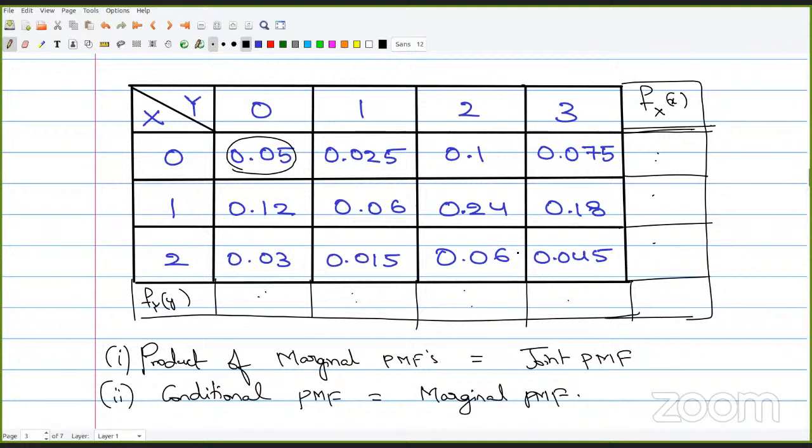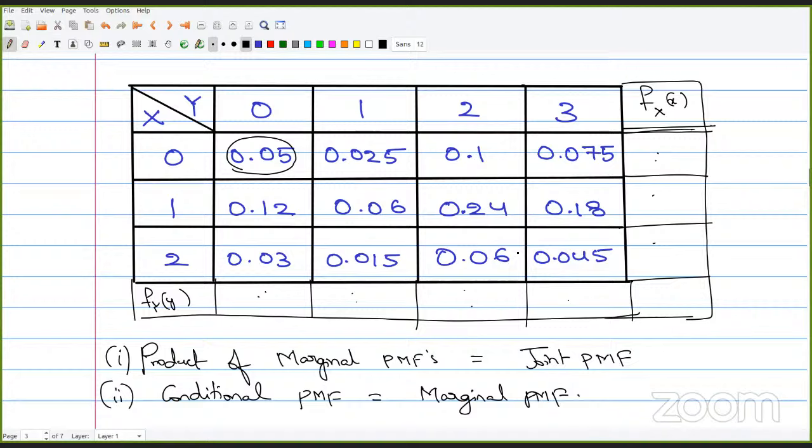For every entry in the table. For one value, it is enough, sir? No, for every entry. If it does not satisfy for one, then it is not independent, it will be dependent. Even if it fails for one entry, we conclude that X and Y are not independent.